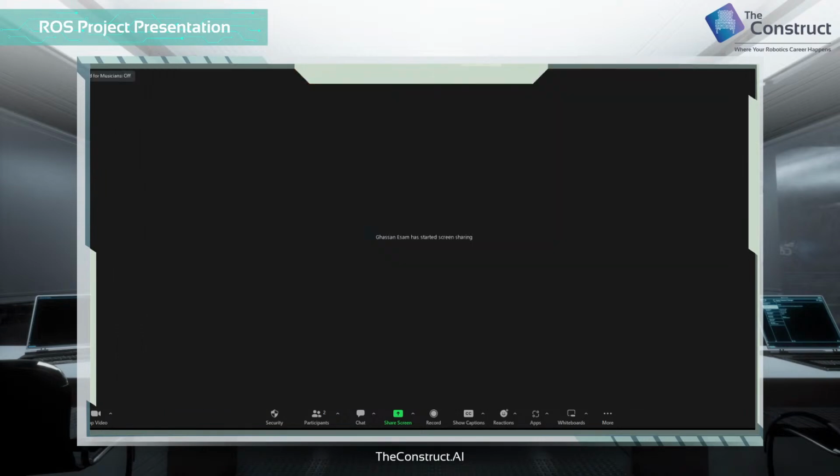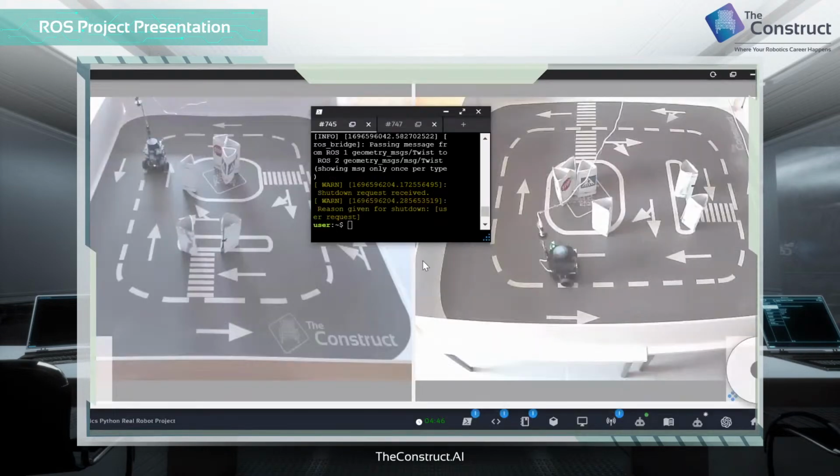So whenever you want, you can start sharing your screen and we can get started. Okay, let's share the screen and okay, I hope you are seeing my screen. Yes, we can see the robot.